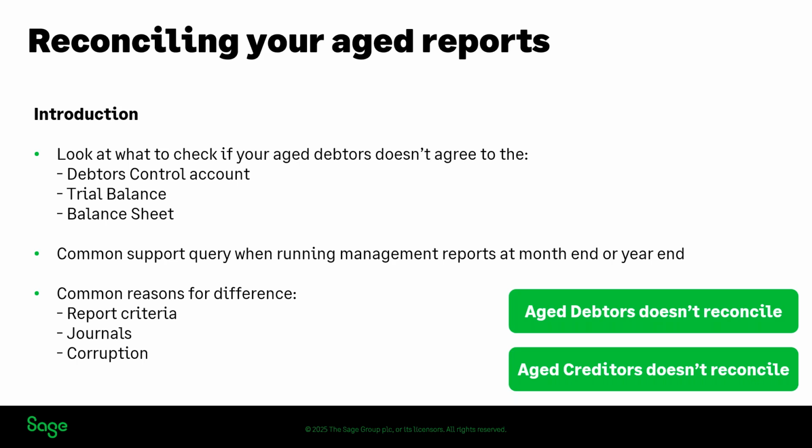Journals can cause a difference, and possibly even corruption as well. So do you have some errors in your data? That's a nice, easy one to check for. And sometimes, if you've got journals, rather than corruption, it might just report it as a warning. So I'm going to show you what that looks like if journals have been posted.